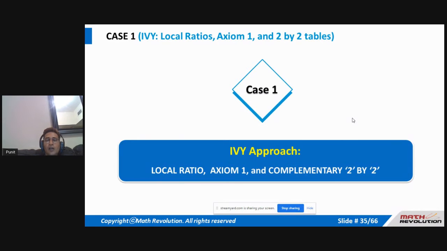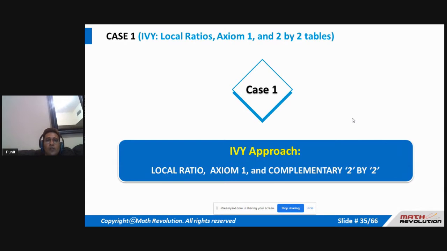Now I'll be taking questions based on the mix-up concept. So it will have percentages, ratios, and fractions together. Then we have to apply the axioms. Then it would be complementary 2 by 2. So it's all one question, a mix of almost everything maybe. So let's go ahead and talk about those questions.